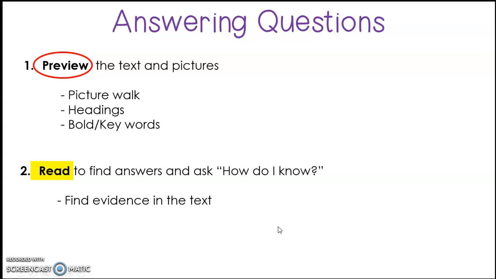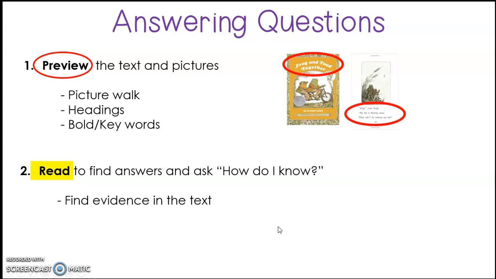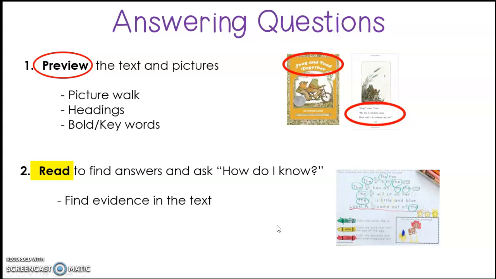Answering questions. The first step is to preview the text and pictures. We want to do a picture walk, look at headings, look at bold key words that are in the text. Our second step is to read to find answers and ask, how do I know? We want to find evidence in the text. This means looking in the text, circling the text, underlining the text, thinking about what we found to answer. How do I know?